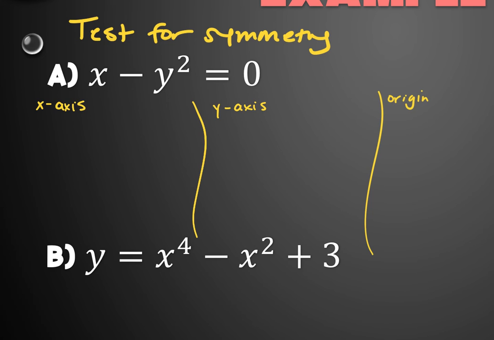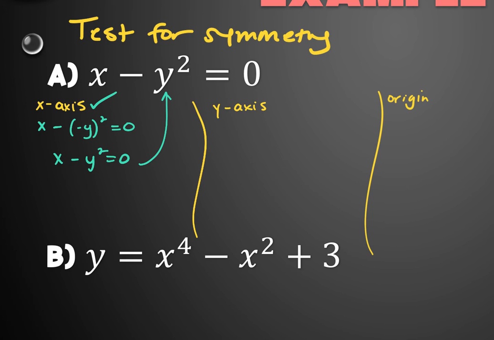So for the x-axis symmetry, we're going to plug in for y, negative y, inside the parentheses. What happens when we square the negative y? It goes back to y. So this would be x minus y squared equals 0. Then we're comparing it with the original. It is equal to the original, so it passes the x-axis symmetry test. So this has symmetry to the x-axis.